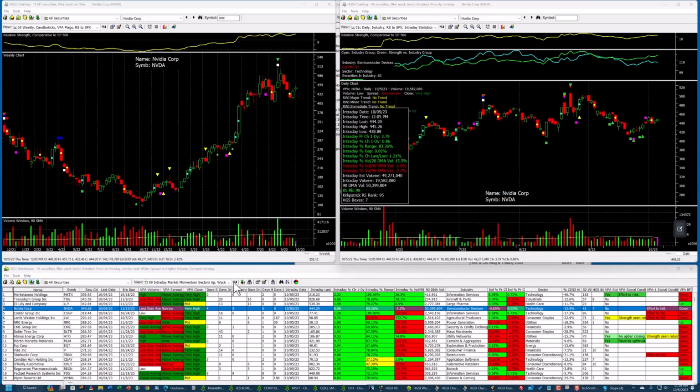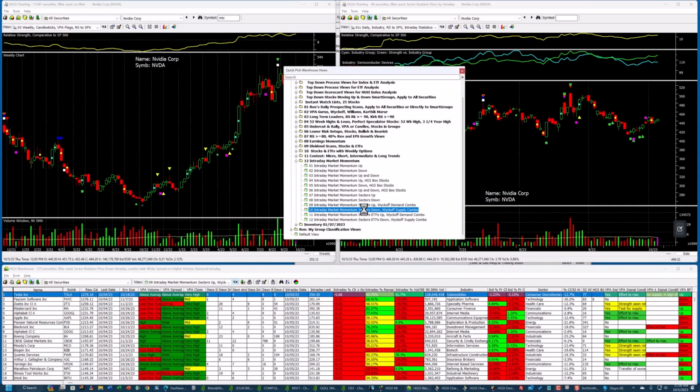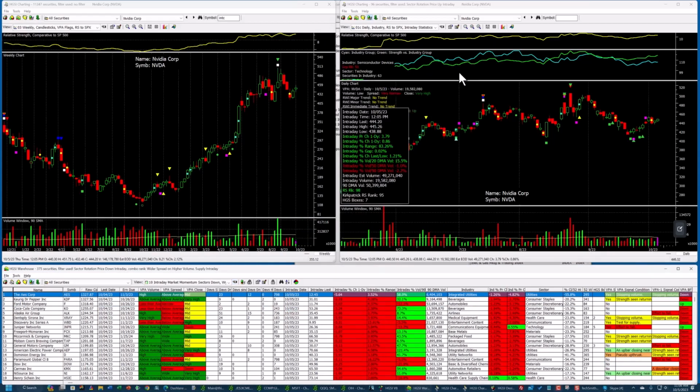Okay, now I'm going to bring this quick pick back up and show you that I'm going to the supply side, and I'm sorted on raw combo. Here's a stock whose volume was high yesterday. Spread was above average, and it closed in the middle, but it's been going down for 24 days based upon the 3 and the 6, and it's been going down 13 days based upon the VPOC.